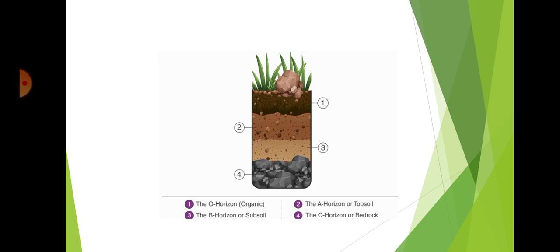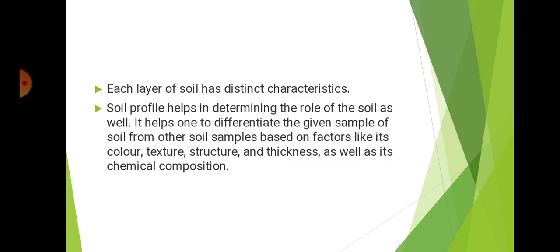The first one is the O horizon, which is occupied with organic matter. And then the second one is the A horizon or topsoil, and third one is the B horizon or subsoil. Fourth one is the C horizon or bedrock.